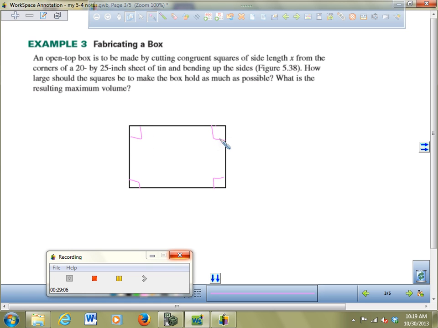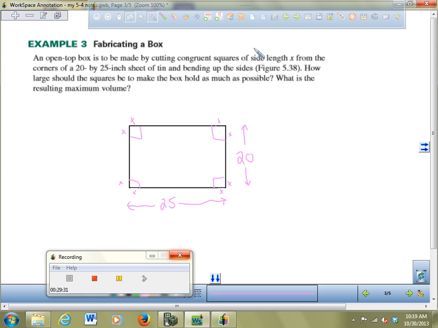a picture of the situation. And you cut it out of a 20 by 25 sheet of paper. So here, from here to here is 20, right? And here to here is 25. And you go like that. And then you call each of these cut pieces x.